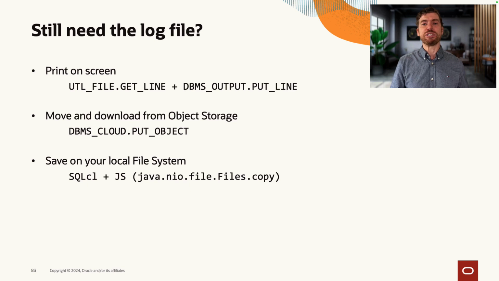First, you could use UTL_FILE.GET_LINE plus DBMS_OUTPUT.PUT_LINE to print the contents of this file on the screen again. Or you could move this file and download it from object storage using DBMS_CLOUD. And finally, my favorite method is using SQLcl with JavaScript, and then you can read this file, put it in a blob, and then SQLcl can save this blob as a file in your local file system.